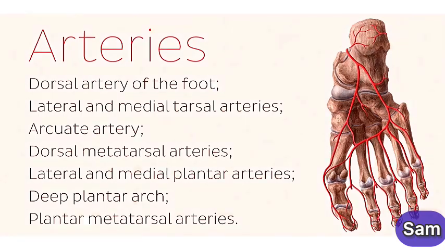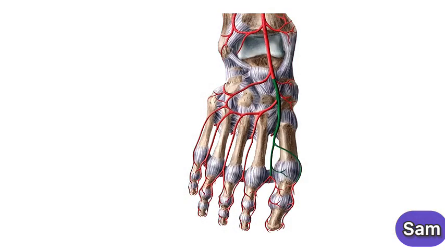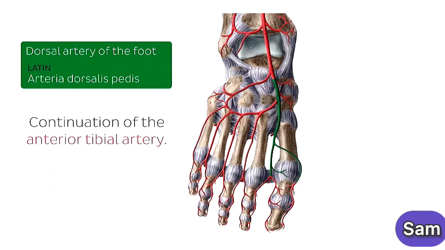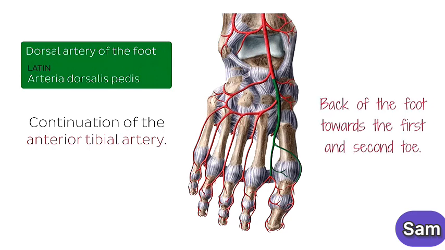Now let's start off with the very first one on our list that is seen now highlighted in green. If you remember, this is the dorsal artery of your foot. And the dorsal artery of the foot is the continuation of this artery here, known as the anterior tibial artery, coming all the way from the lower leg. And the anterior tibial artery is the distal continuation of an important artery in the thigh and leg known as the popliteal artery. The dorsal artery of the foot then runs on the back of the foot towards the first and second toes.